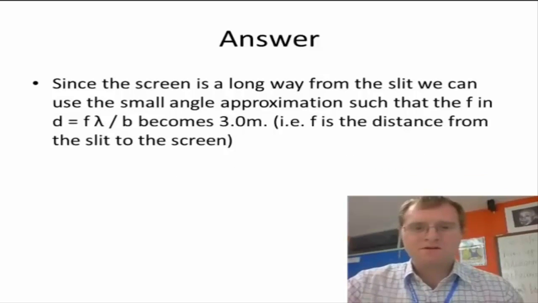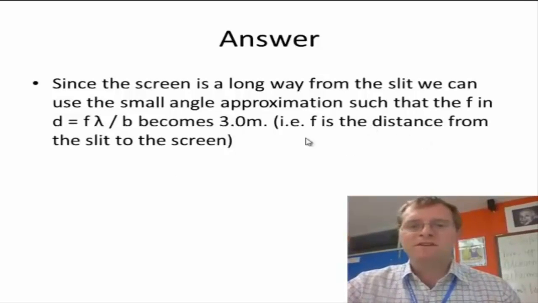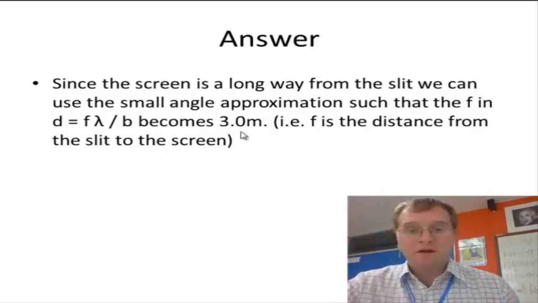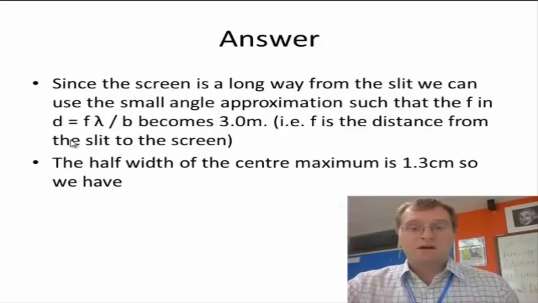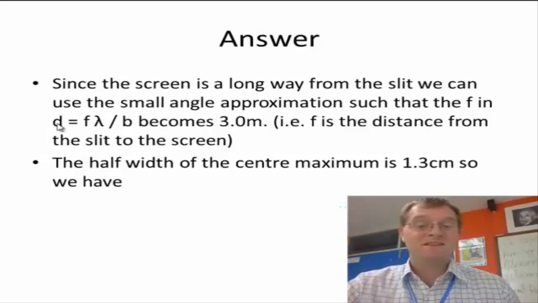The answer goes, since the screen is a long way away from the slit, we can use small angle approximation to recognize that D equals F multiplied by the wavelength divided by b. This means that F is the distance from the slit to the screen. That's going to be 3 meters. The half width of the central maximum is going to be 1.3 centimeters. So that's going to be the value D, the distance from the middle to the first minimum.